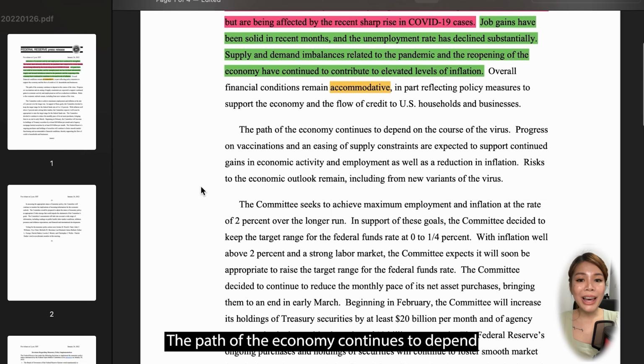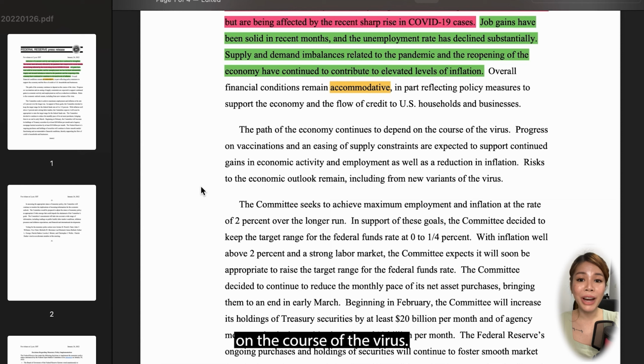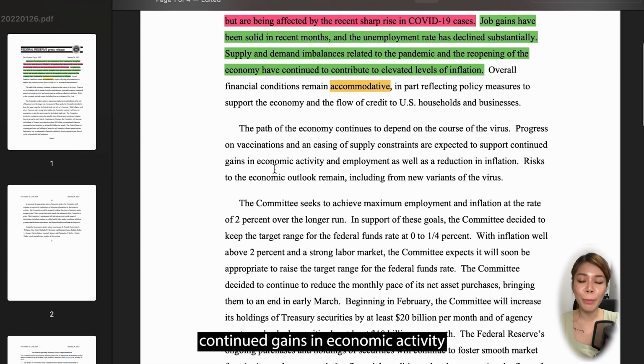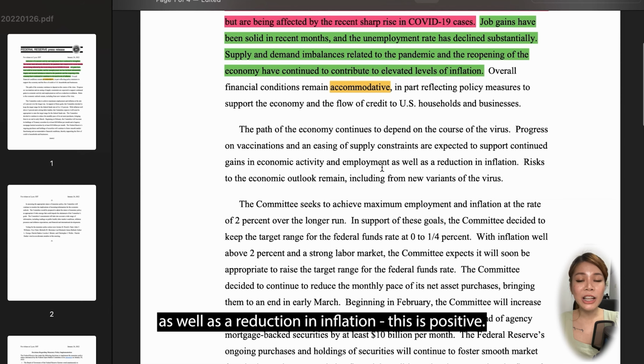The path of the economy continues to depend on the course of the virus. Progress on vaccinations and an easing of supply constraints are expected to support continued gains in economic activity and employment as well as reduction in inflation. This is positive.